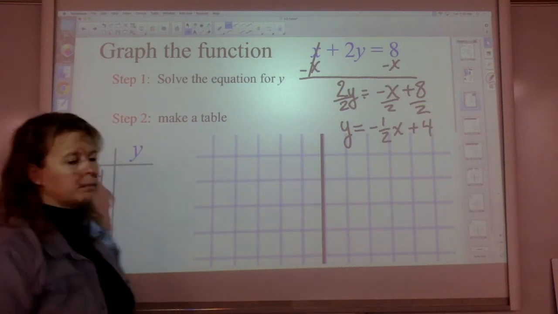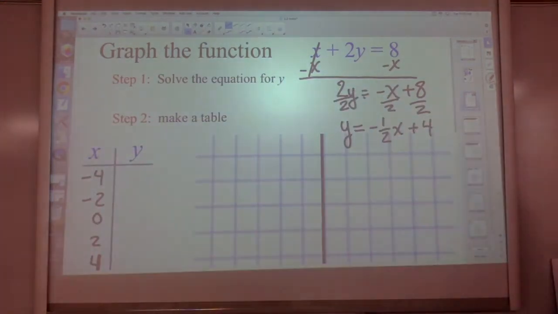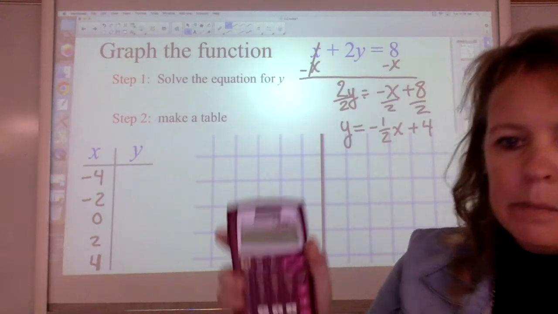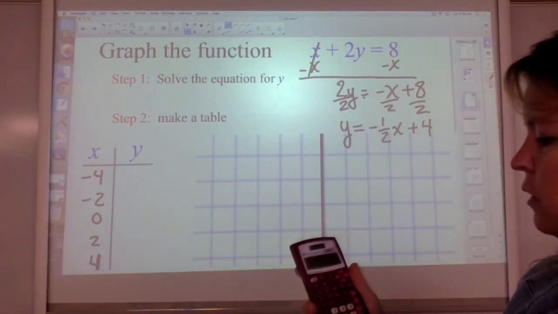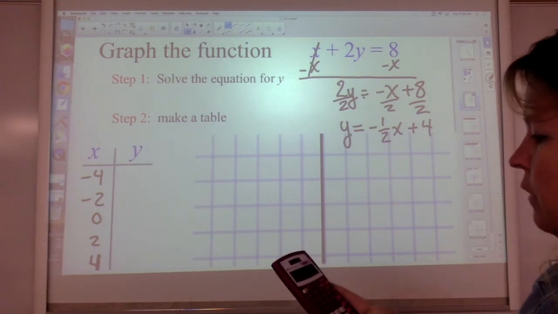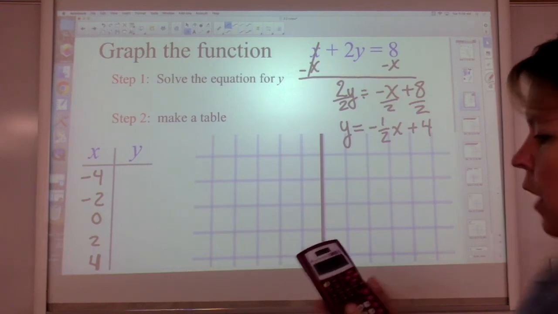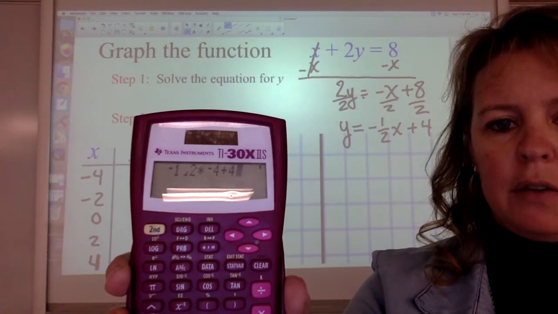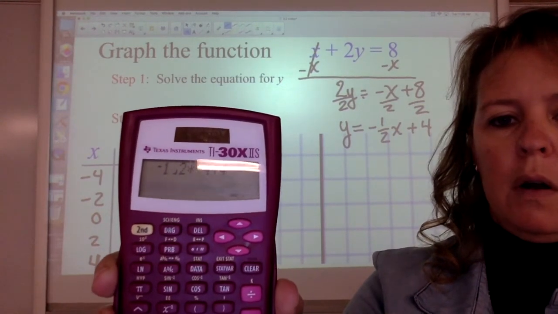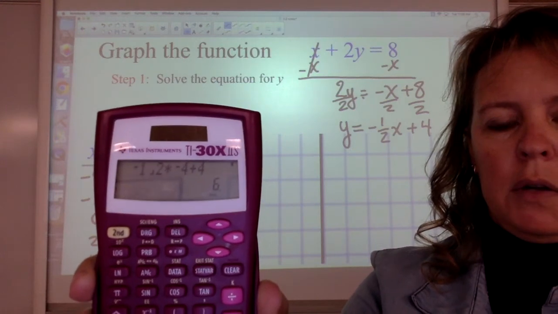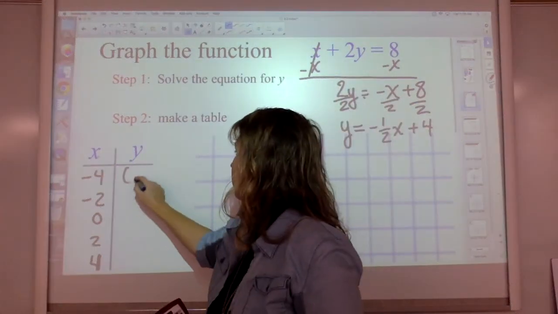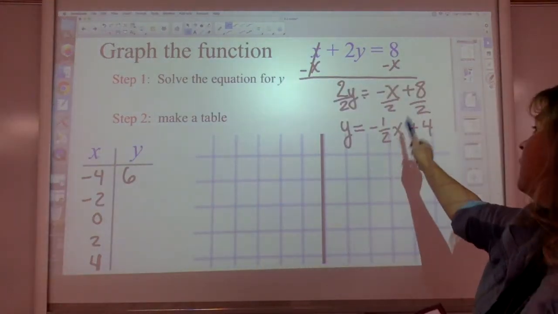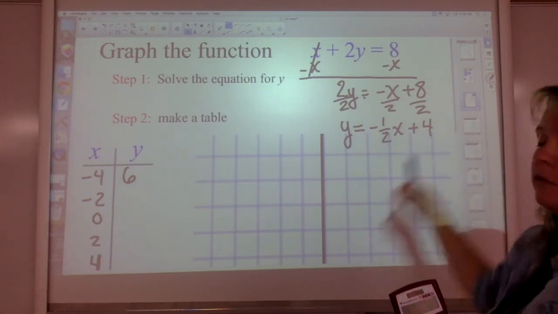Grab a calculator. On your calculator, let me show you this little trick unless you've already figured it out. If you have a calculator like mine, even if it's not pink, you would type in -1 fraction 2 times -4 plus 4. So it looks like this, -1 fraction 2 times -4 plus 4. When you hit equals, you get 6. Okay, that's doable. So we have 6 right here. Now watch this. I don't need to type in -1/2 times -2 plus 4 again.